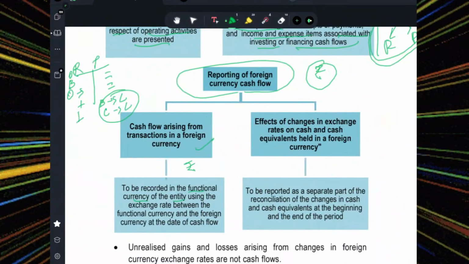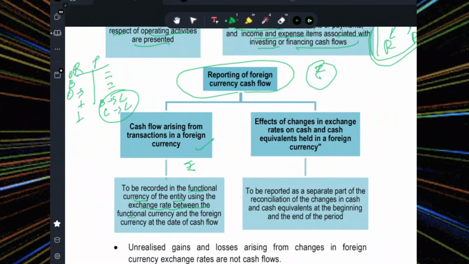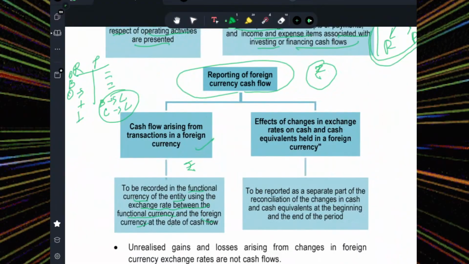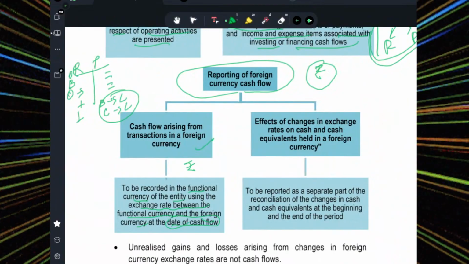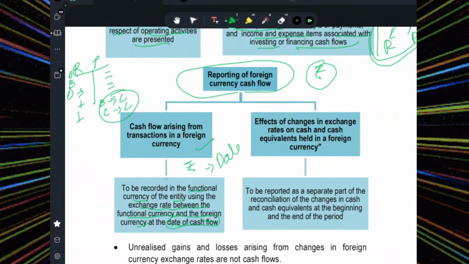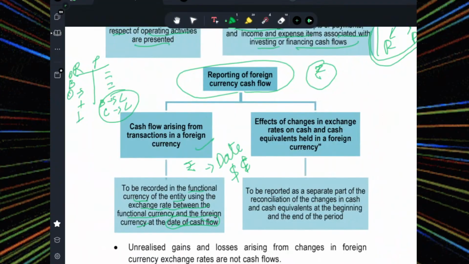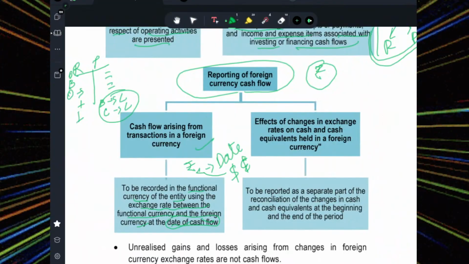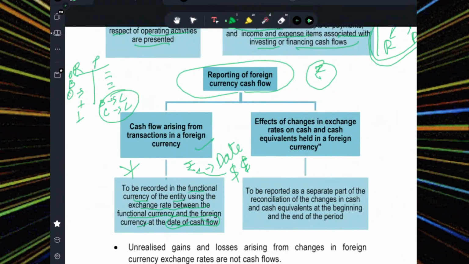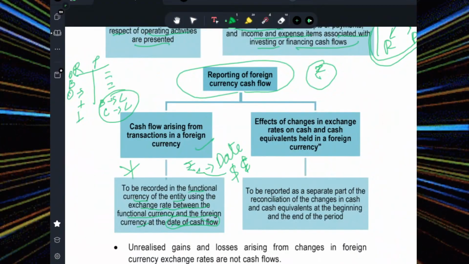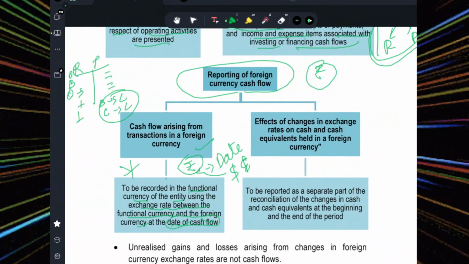Use the entity's exchange rate between the functional currency and the foreign currency on the date of the cash flow. On whatever date the transaction has happened, you should convert it to rupees. You can't have any currency other than the functional currency. Functional currency is rupees, so convert it into functional currency.